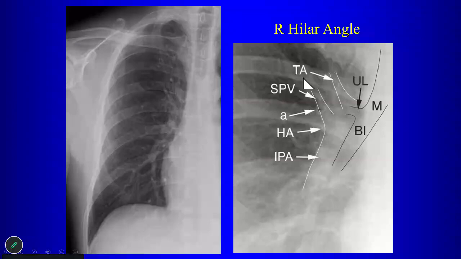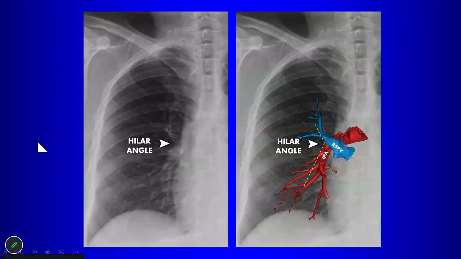It's abbreviated TA there. What does TA stand for? What's the other name for the artery to the right upper lobe? Pulmonary. What do we call it? Truncus anterior. Yeah, the truncus anterior is the right upper lobe pulmonary artery. All right. So very smooth hilar angle. And here's the anatomy superimposed. So there should be nothing bulging out there from the hilar angle.